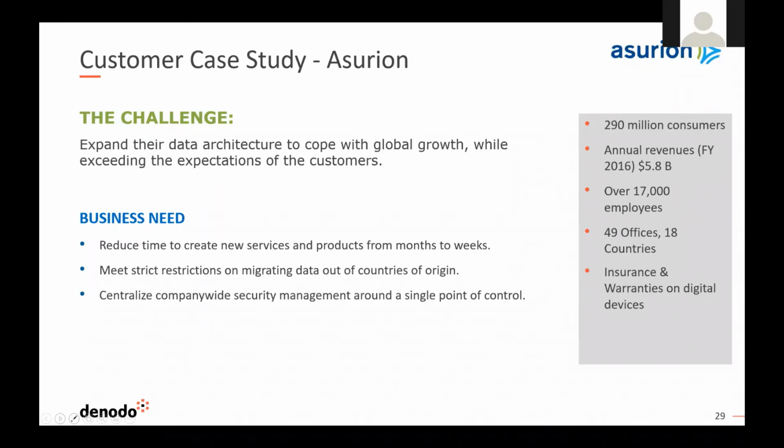And so they had a challenge because they wanted to be more timely, being able to provide new products and services in weeks rather than the months it was taking them to build that new product. But they also had to make sure that they were meeting those sovereignty regulations because all the data was across all those different countries of origin. And ultimately, they wanted to get that single centralized view of all the data so that they could be sure that they were applying a consistent security model, a consistent point of control for all of the data. So how did they do that?